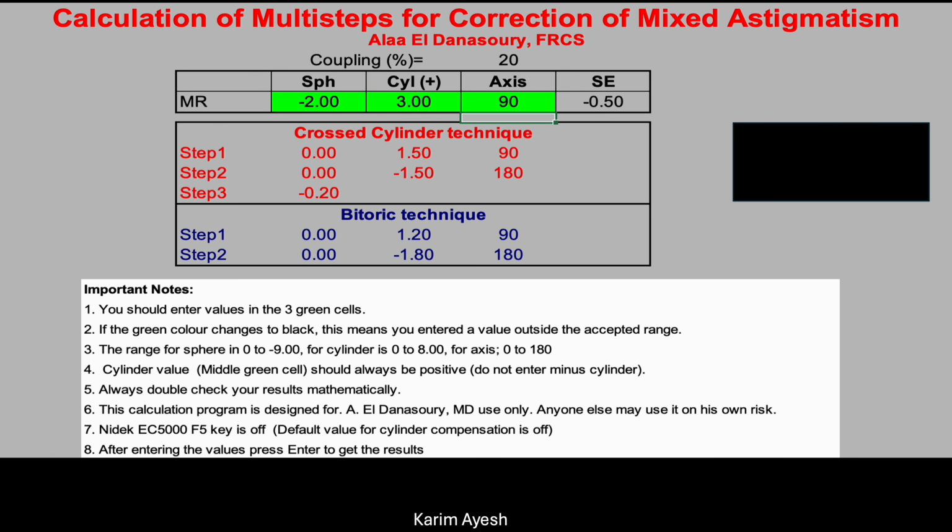While I'm discussing some points of this presentation with Dr. Ala, he just gave me this Excel sheet. He made it in the early 90s. You just put in the refraction, and it gives you a cross cylinder ablation and a bitoric ablation with coupling effect.